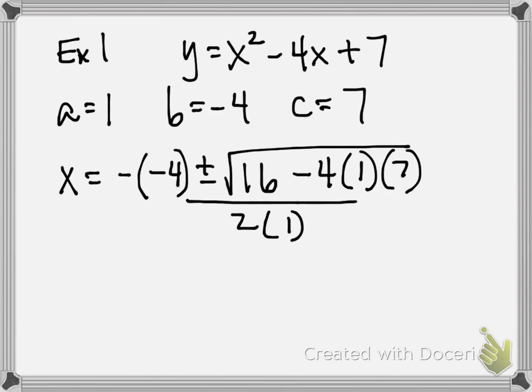The next step is simplifying. So I'm going to start to simplify. First thing I'm going to do is do negative times a negative 4 and get a positive 4 at the front. Then I'm going to simplify the square root. Alright.